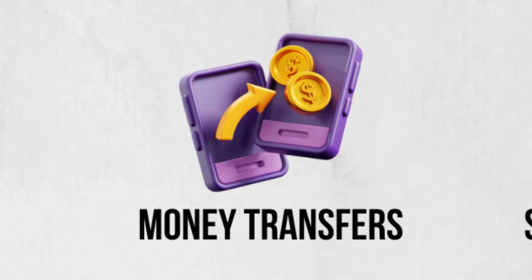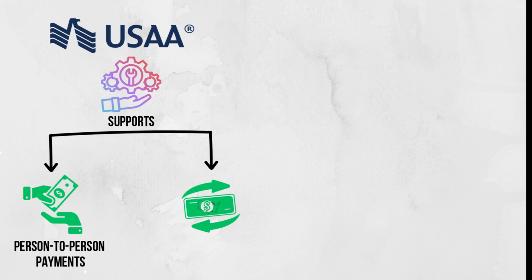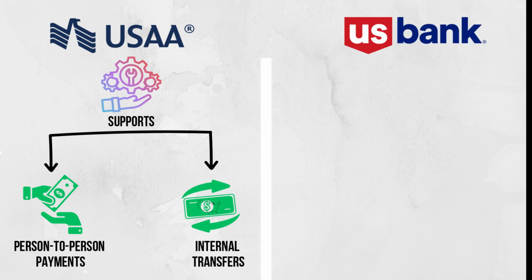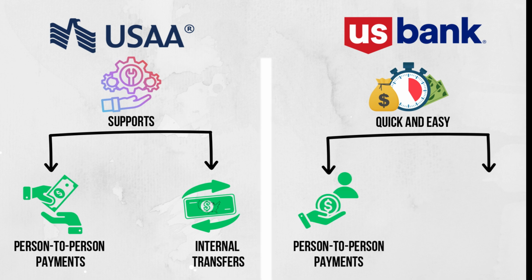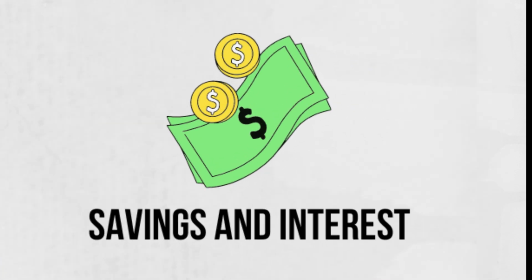Money transfers. Both platforms facilitate easy money transfers, but their approaches vary. USAA Mobile supports person-to-person payments, as well as internal transfers between USAA accounts. US Bank Mobile Banking facilitates quick and easy money transfers for person-to-person payments and supports internal transfers between US Bank accounts.